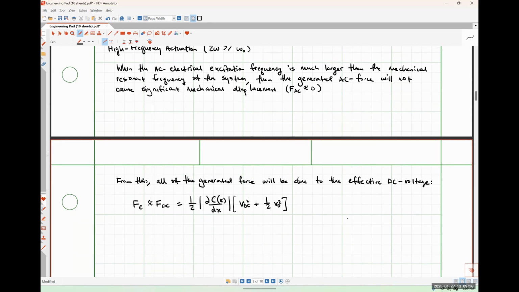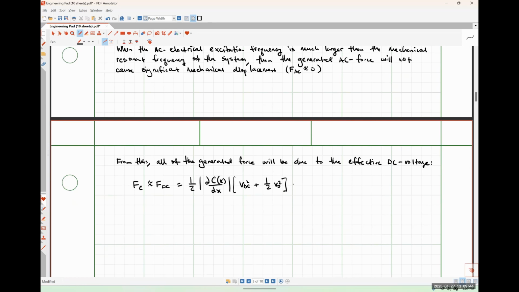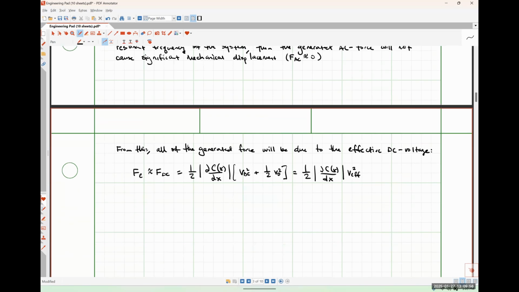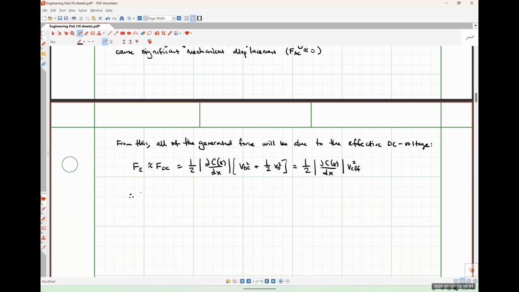Well, we can essentially define an effective DC voltage from this relationship, right? So I'm going to put 1/2 times the derivative of the capacitance with respect to displacement times V effective squared. And then we could define V effective, and I was amused when I was deriving this, and I'll talk about it in a moment. So this is V_DC squared plus 1/2 V naught squared, and I just take the square root of this whole thing.